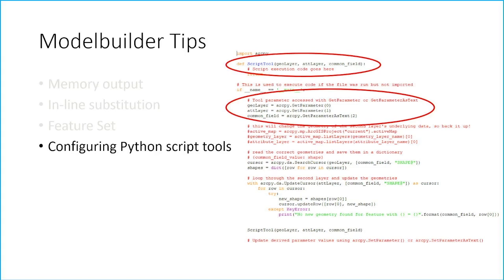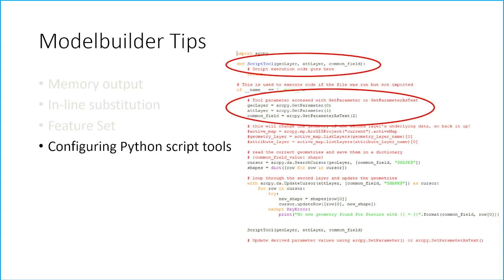You have to know a little bit about Python to be able to dissect it and set it up as a geoprocessing tool to feed into your model. This example just shows the definition for this tool. It's calling the geo layer, the at layer, and the common field.